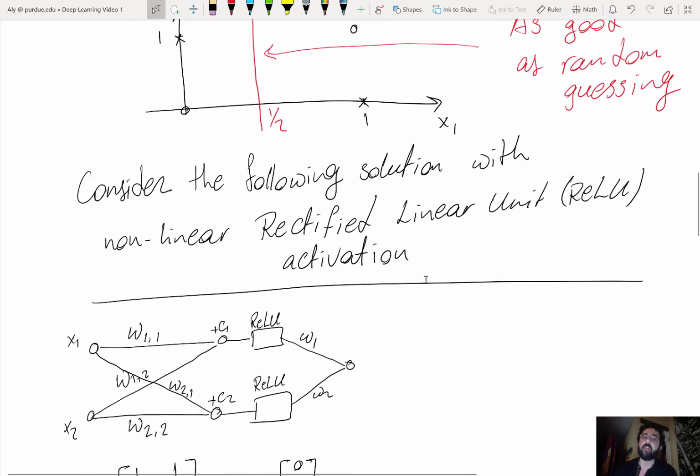Now consider the following solution with a non-linear decision boundary that has what's called rectified linear unit, or ReLU, activation functions.